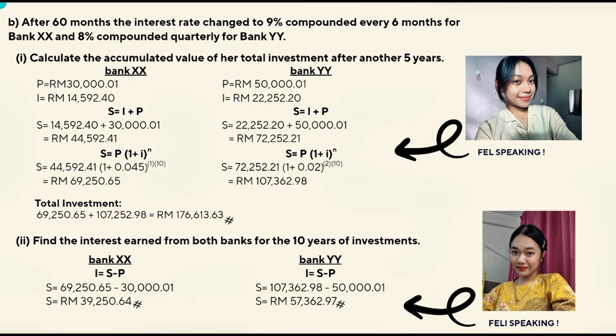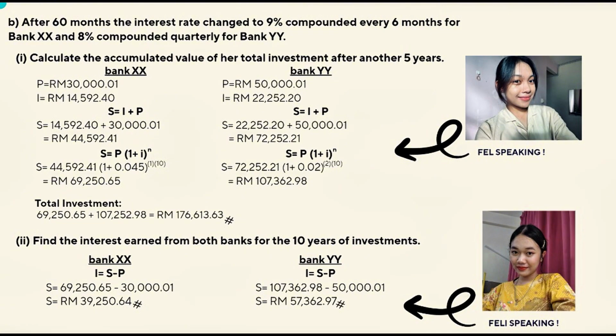For Roman 2, the formula that we need to use to find the interest is I equals S minus P. As we can see here, we already have S and P. For Bank XX, S is 69,250 ringgit 65 cents minus P, which is 30,000 ringgit 1 cent, and the answer is 39,250 ringgit 64 cents.